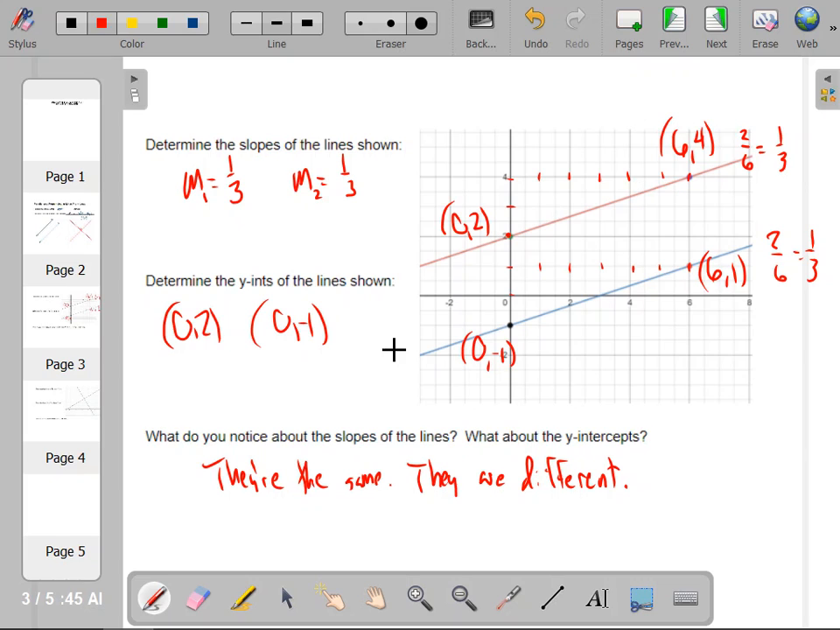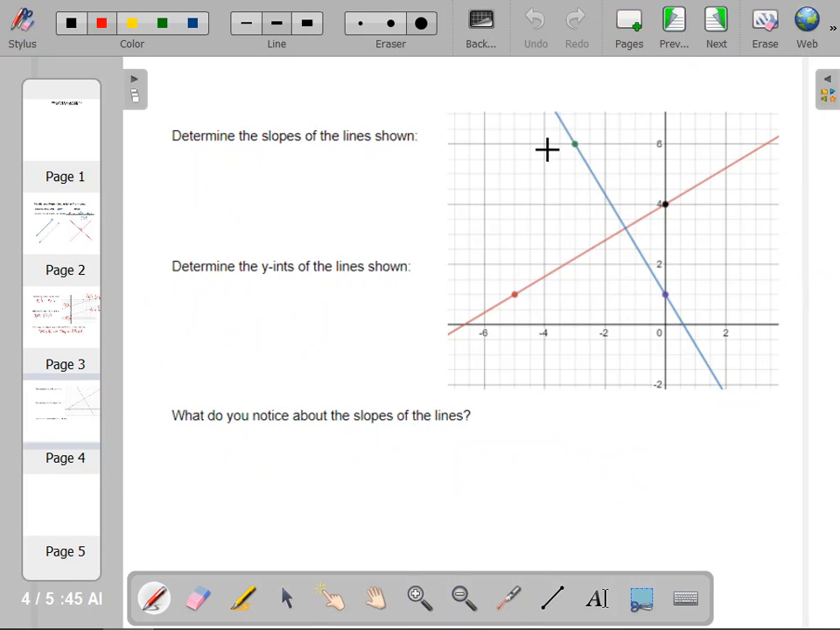If they had the same slope and the same y-intercept, they'd be the same line. So it is noteworthy: they have the same slope, but different y-intercepts. I should probably use better pronouns. I should say the slopes are the same, the y-intercepts are different. That's what you can learn about parallel lines. They have the same slope and they have different y-intercepts.